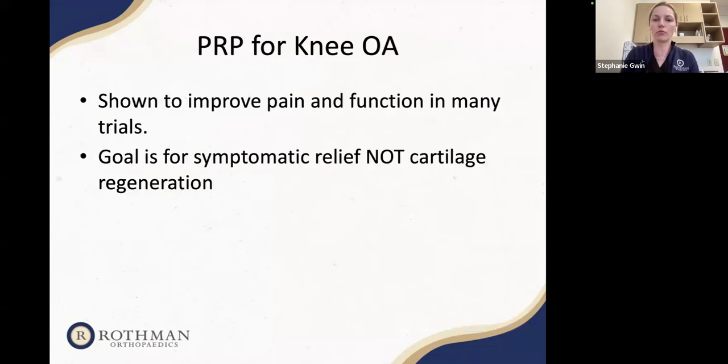So PRP has been shown to improve pain and function in many trials. Again, I want to reiterate, especially for arthritis, the goal is symptomatic relief and not cartilage regeneration. Osteoarthritis, by definition, is a degenerative disease. So any intervention we do for osteoarthritis, we do expect to potentially have to repeat at some point. Unfortunately, we don't have any one injection or treatment where I expect to inject you and never see you again.